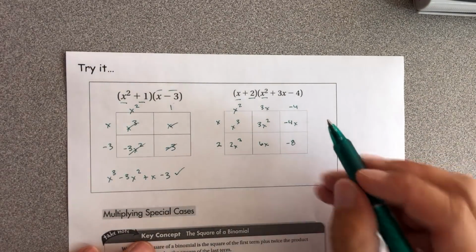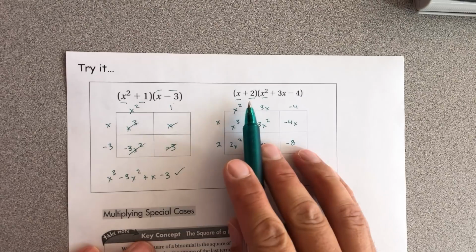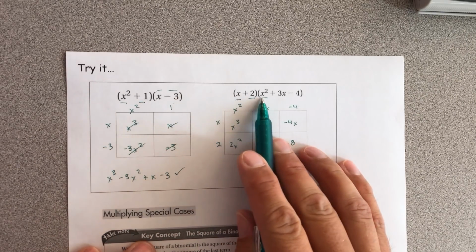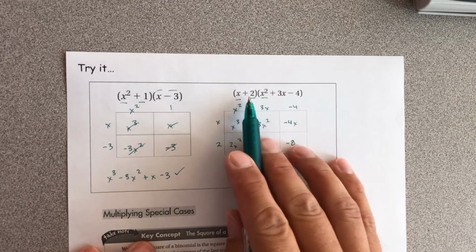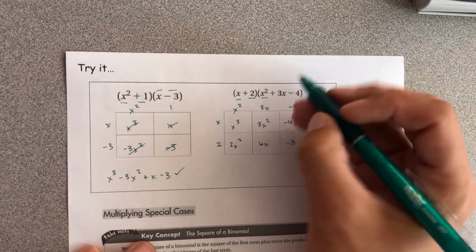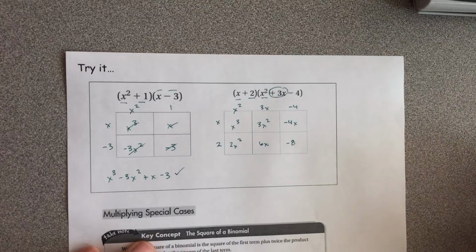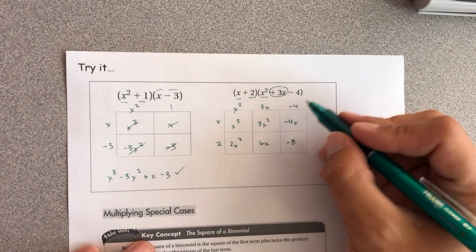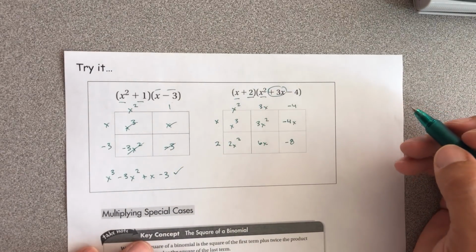Here's where the table's really handy, because FOIL only works if I have 2 by 2. This one, if I were to do the first, the outside, the inside, and the last, I completely miss this term. So FOIL doesn't work very well with trinomials. It only works with binomials.